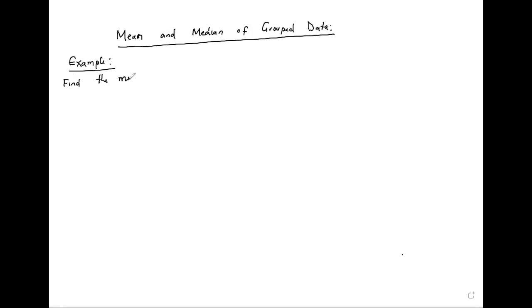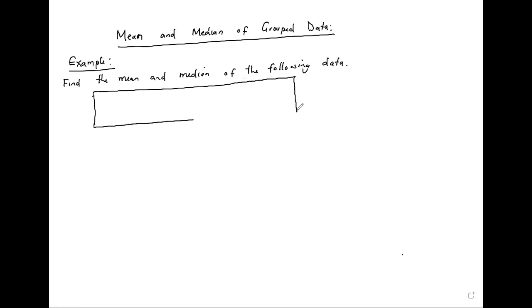Find the mean and the median of the following data. Data is in the table. So we have scores and frequency. Frequency, I'll just put F there.